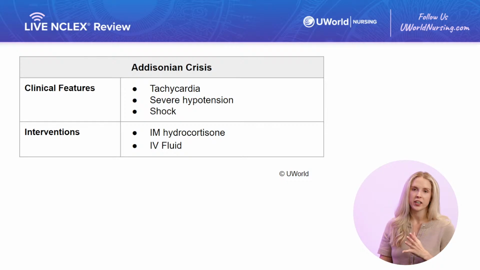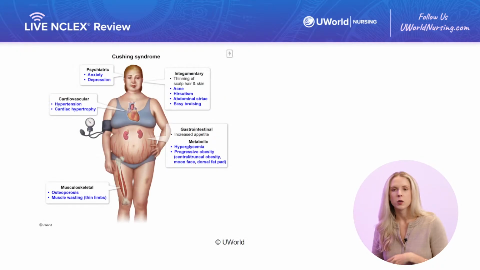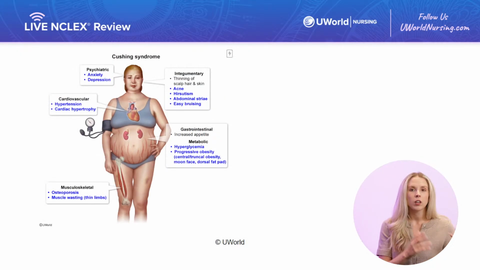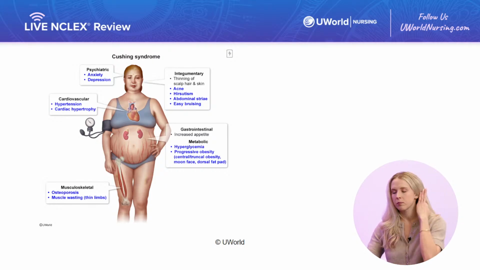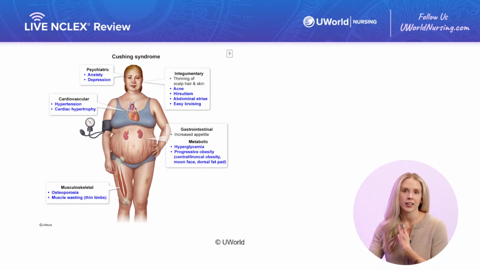We're now going to switch gears into Cushing syndrome. So remember, Addison disease, we're on the low end. We don't have enough cortisol. Cushing syndrome, we have too much. We have too much to go around, more than the body knows what to do with.